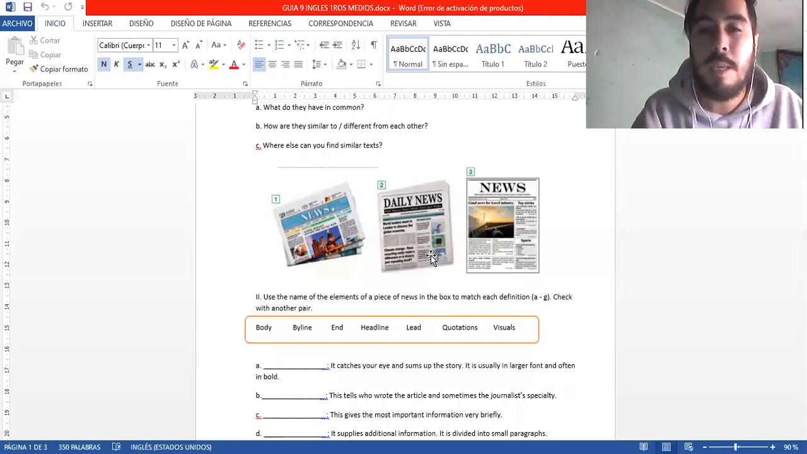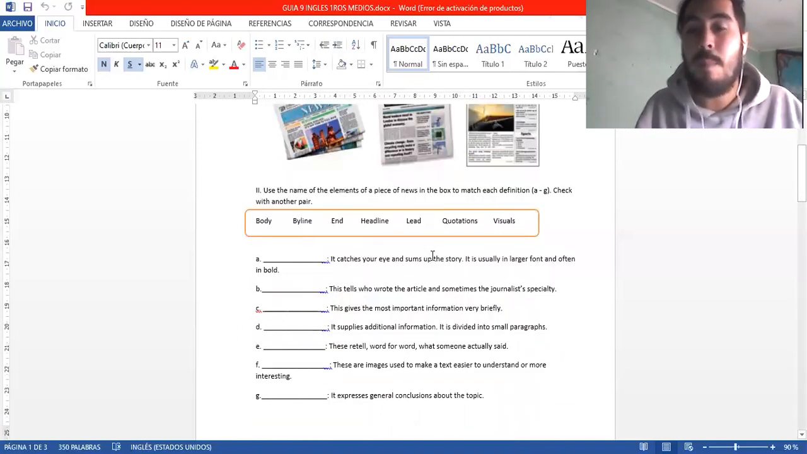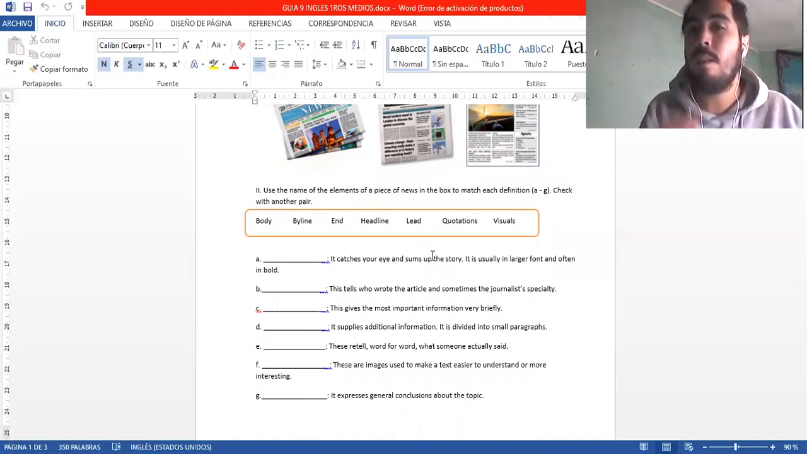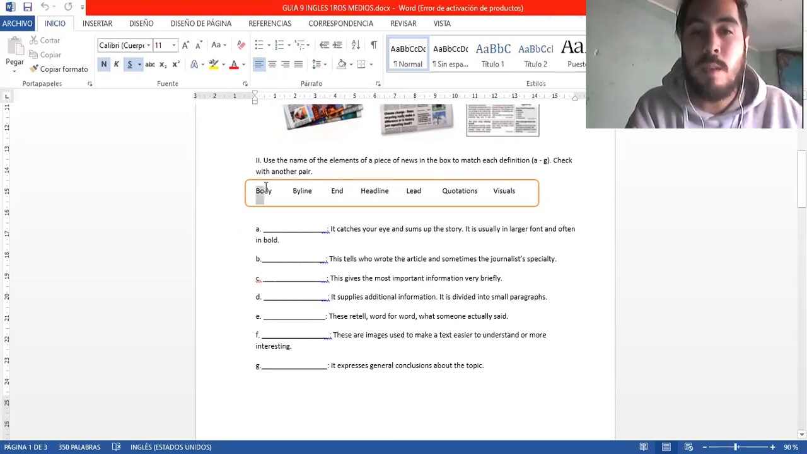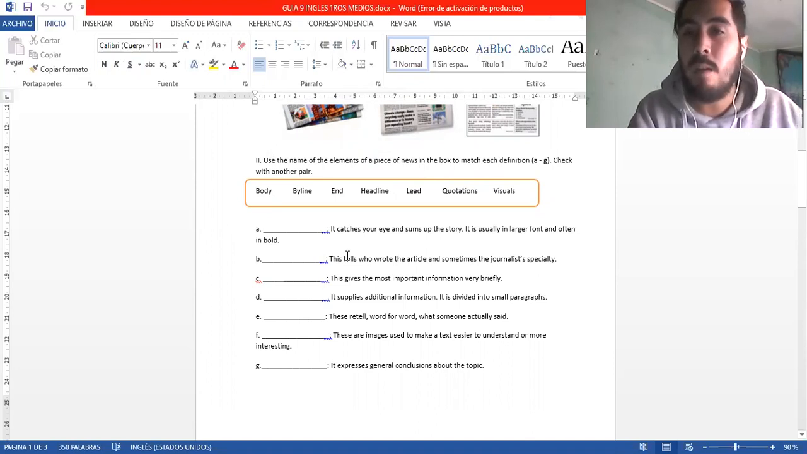Then in item number 2, you have to fill the gap with the words in the chart, and the instruction is you have to use the name of the element of a piece of news in the box to match it with each definition, okay? A to G. The idea is that you have to choose one part of the newspaper, and you have to write it in the correct form according to the definition that appears in this part.